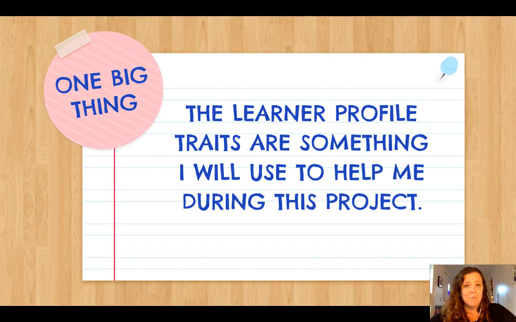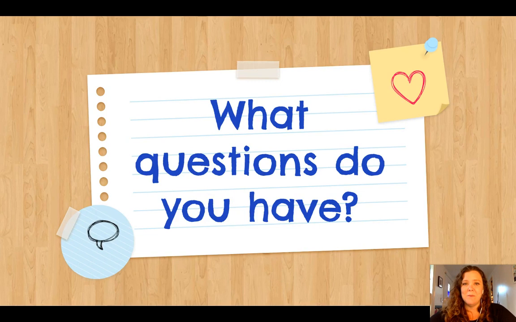Okay, it's time for the one big thing already. So what's our one big thing for today? Well, the learner profile traits are something I will use to help me during this project. My strengths are going to be what pushes me to keep going. It's going to be things that I'm already confident in. And the things I want to work on, that's going to help me realize maybe what are some areas that I could reach out and get help from my advisory teacher on, or from my parents, or even from my classmates. And remember, we always end with questions.